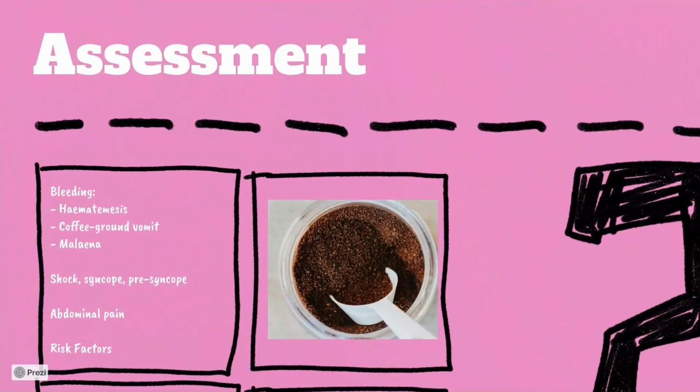So with upper GI bleeds, patients often present with hematemesis, often in the form of coffee ground vomit, and they also often present with melena, which is essentially black tar-like sticky smelly stools, and this is due to digested blood which has travelled through the GI system. They may also have features of hemodynamic instability, including shock, syncope or pre-syncope. Other symptoms include abdominal pain, and there will also be the presence of the risk factors that we've mentioned previously.